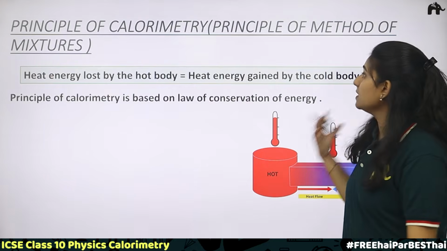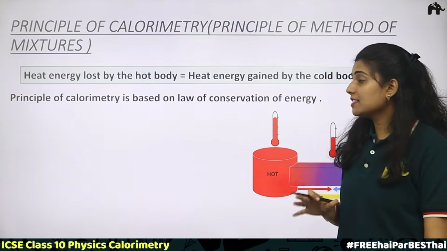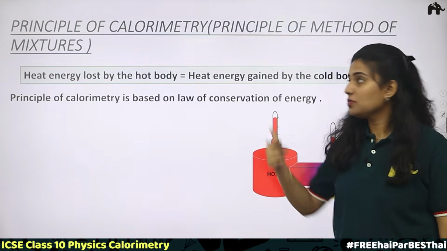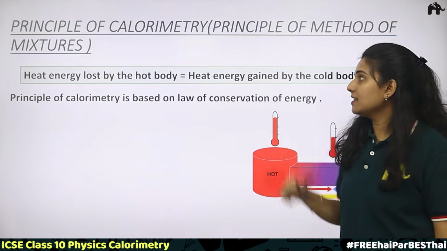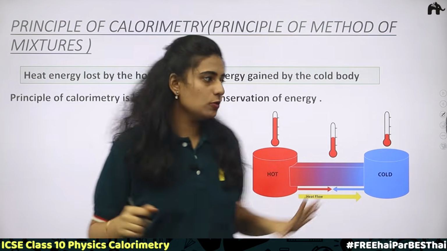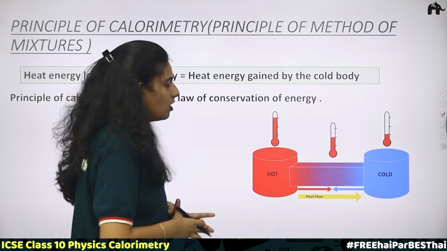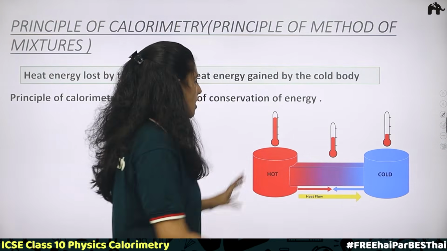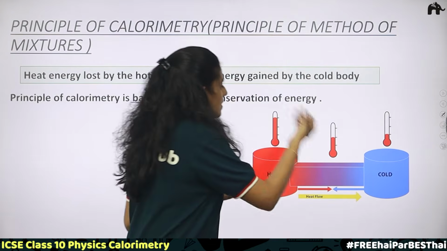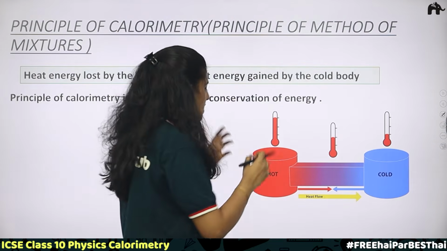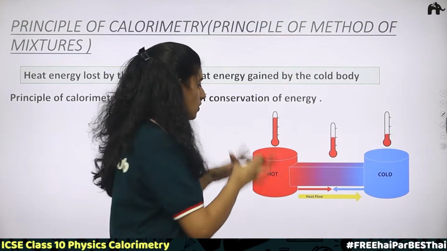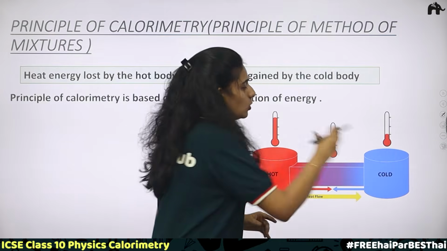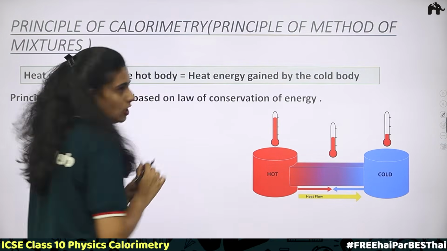Principle of calorimetry or principle of method of mixtures. When we differentiated between heat and temperature, we said that heat is measured using the principle of calorimetry. Now let's see what the principle of calorimetry is. When you have two bodies, a hot body and a cold body, kept in contact, what happens? Heat energy flows from the hot body to the cold body. We know this. Now here, if no heat energy is lost to the surroundings, then the heat energy lost by the hot body will always be equal to the heat energy gained by the cold body. So this is the principle of calorimetry.